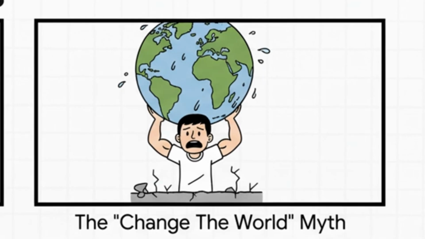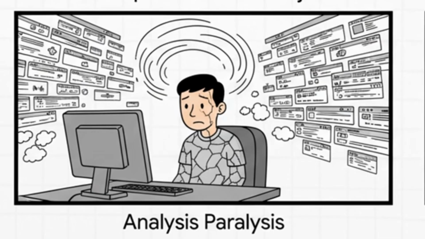Second is the Superman problem trap. You pick something so massive and so ambitious that it's basically impossible to finish. Something like "I want to solve climate change." That's cool, but not really in 4 years. Then analysis paralysis, which is when you've read too much.